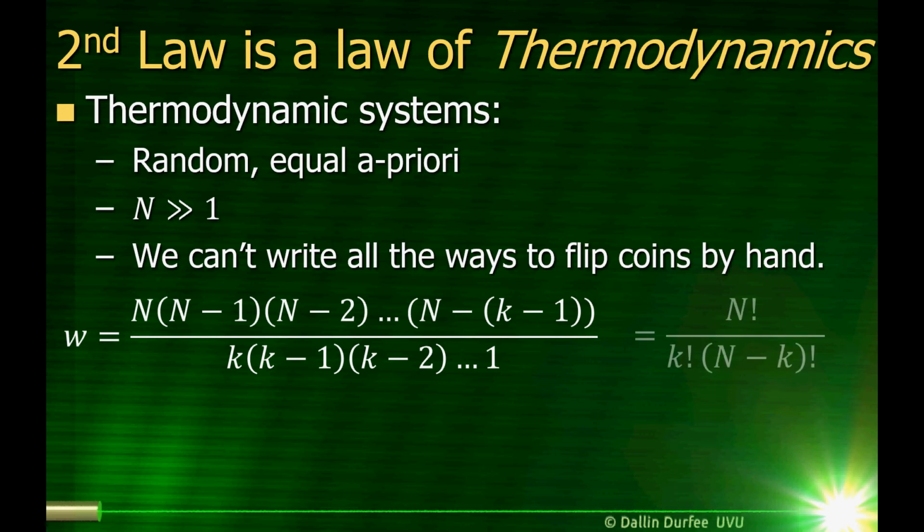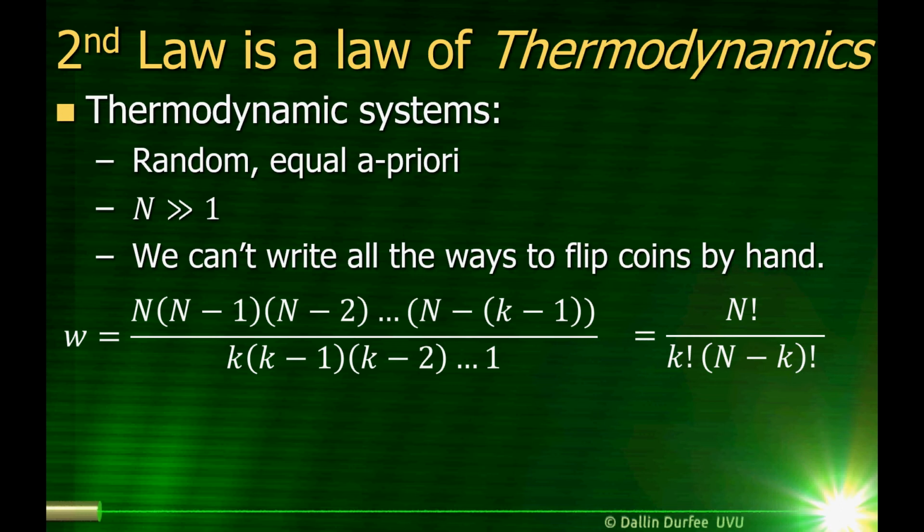Now, you can rewrite this as n factorial over k factorial times n minus k factorial, right? So the numerator is like n factorial, but I cut off at a certain point. I don't go all the way down to 1. So n factorial over n minus k factorial gives you the numerator. And then the denominator, of course, is just k factorial.